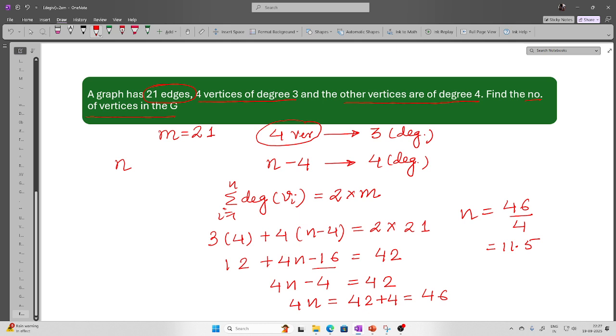Oh ho! Now what has happened? This is a fraction. That means this graph is not possible. You know that the number of vertices in any graph has to be a positive integer, but this is not an integer. So this particular graph does not exist. Always remember that whenever you solve a problem, if either the number of vertices or the number of edges comes out to be a non-integer, then that particular graph is not possible.